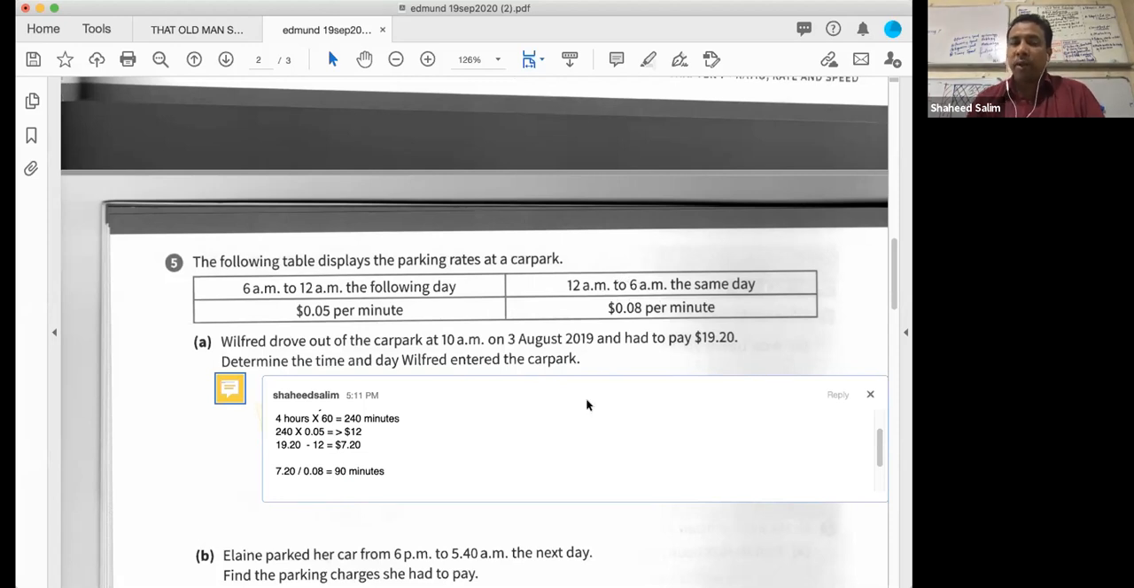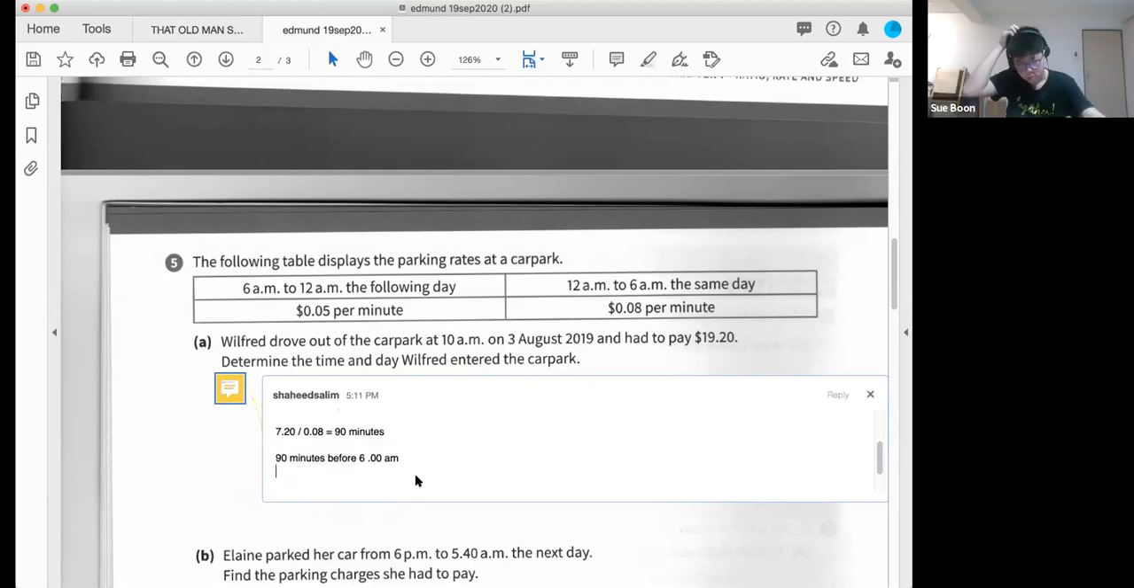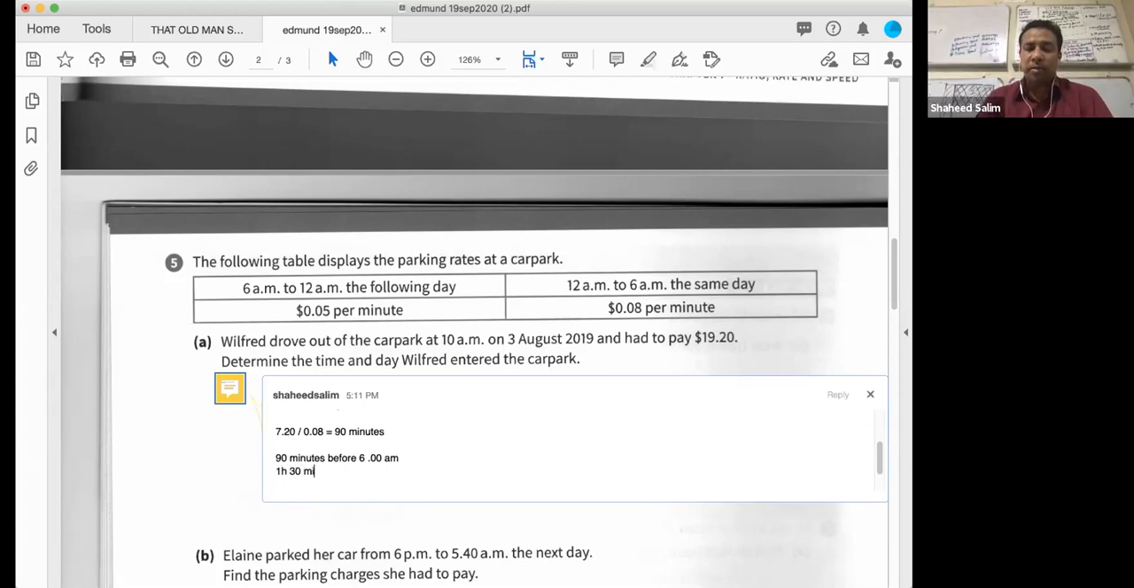But we must work backwards. 6 a.m., 90 minutes before 6 a.m. What time is it? That's the time he entered the car park. 90 minutes before 6 a.m. What time is that? 90 minutes, 1 hour, 1.5 hours, right? So what time would that be? 1.5 hours before 6 a.m. And you got your answer. 90 minutes is 1 hour, 30 minutes.